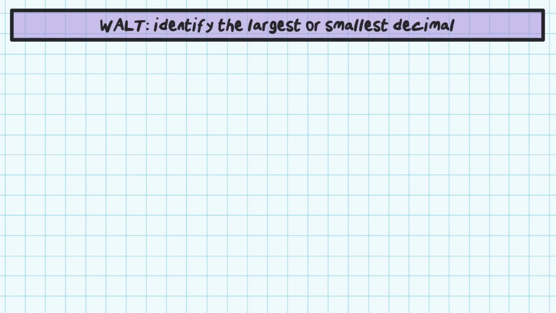Kia ora everybody. Today we are learning to identify the largest or smallest decimal. So we're going to do both at the same time and let's see how we go.